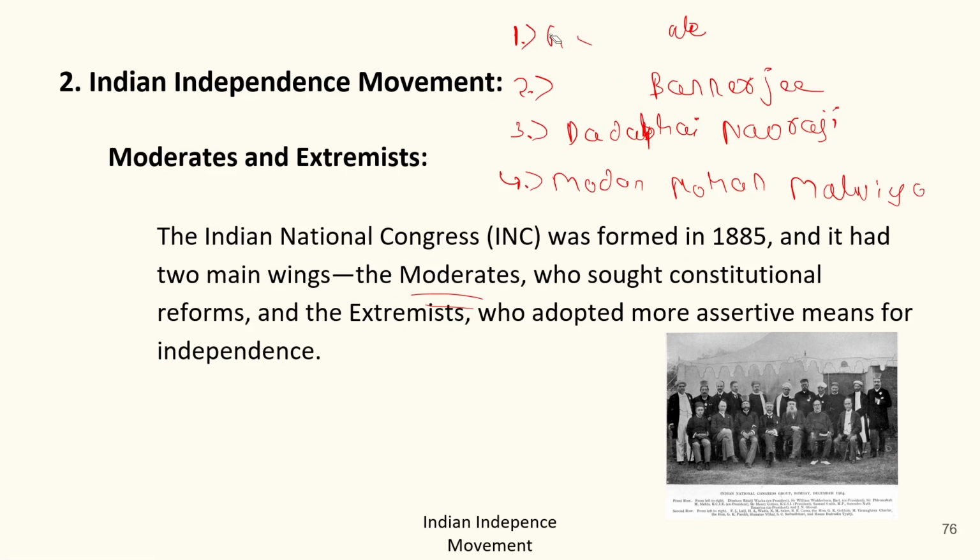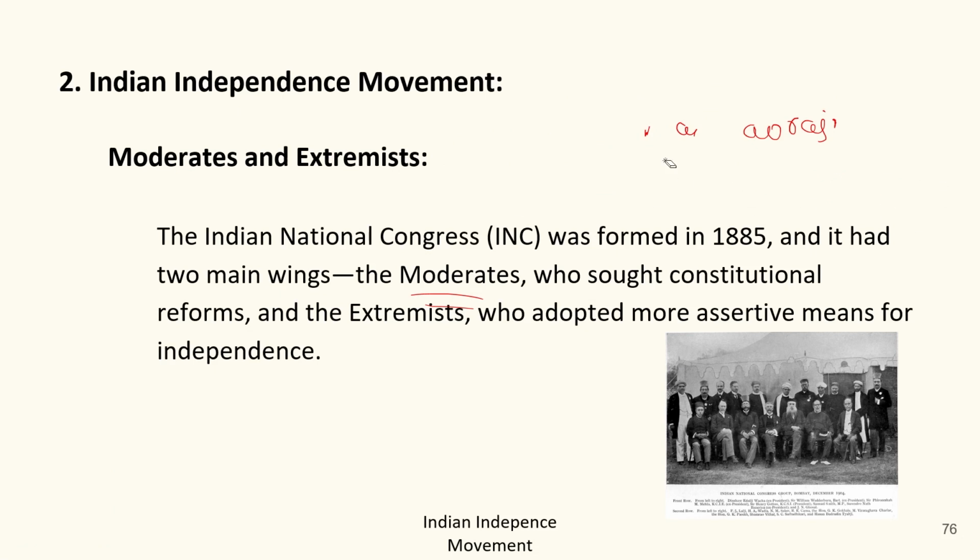Got it? Now let's have their time period duration. So they were mainly active from 1885 to 1907. It was their time period when they were mainly active. Got it? For the moderates. Got it? Now let's come to the extremists.